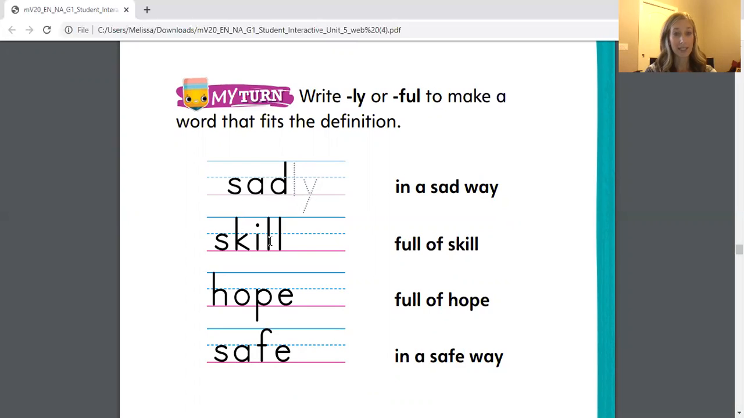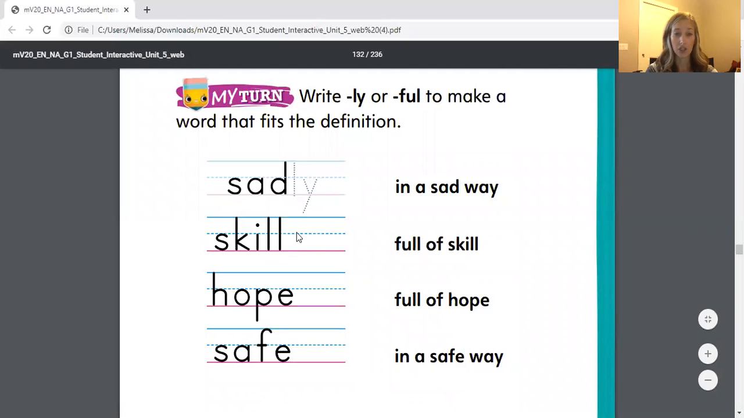All right, the word is skill. We want to say full of skill. Remember, we see that word full. We know our suffix needs to be full, but remember the suffix only has one L, F-U-L. So you should write skillful, add the letters F-U-L.